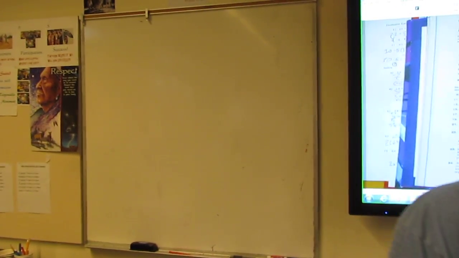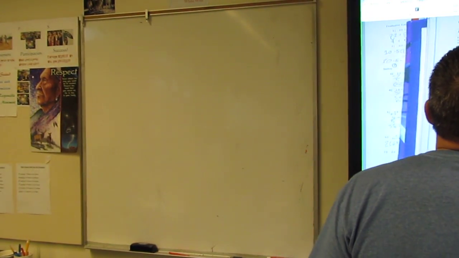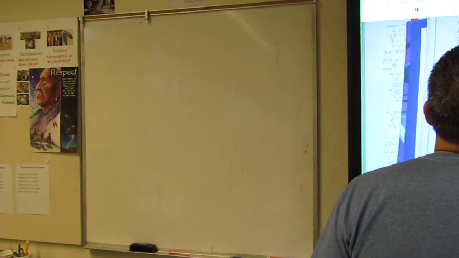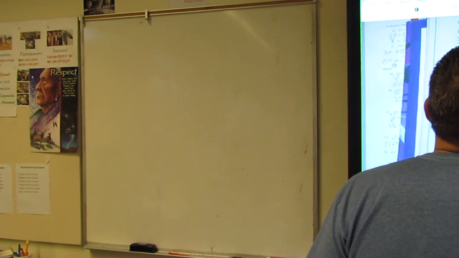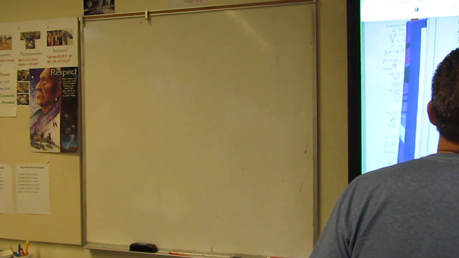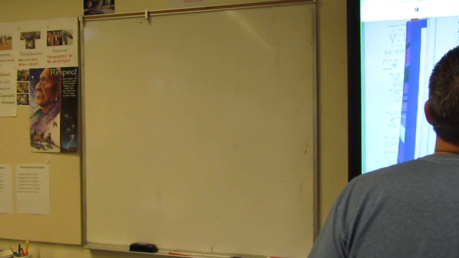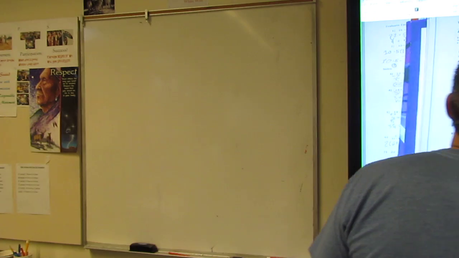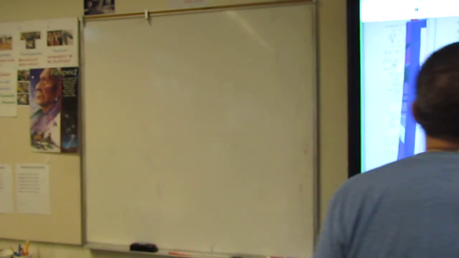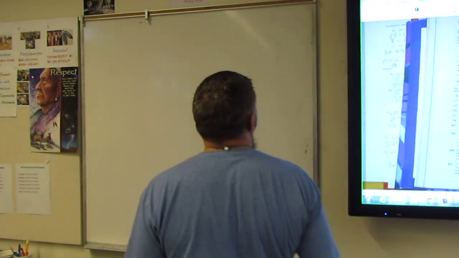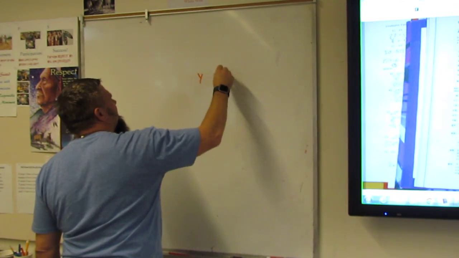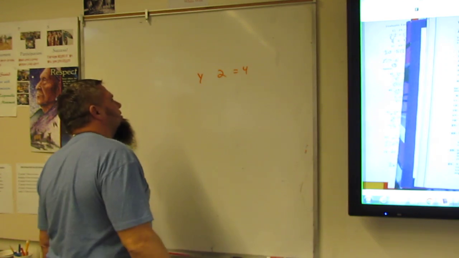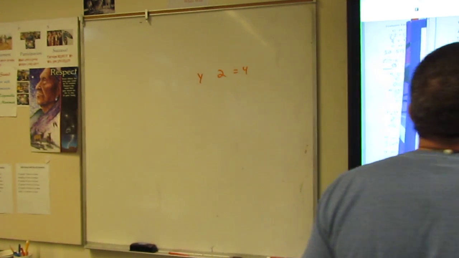Number 1, 3, 5. So what they're doing is rewriting the statement in the geometric definition of absolute value, representation. Each numbered line, find the value of the variable. The distance between y and 2 is 4.